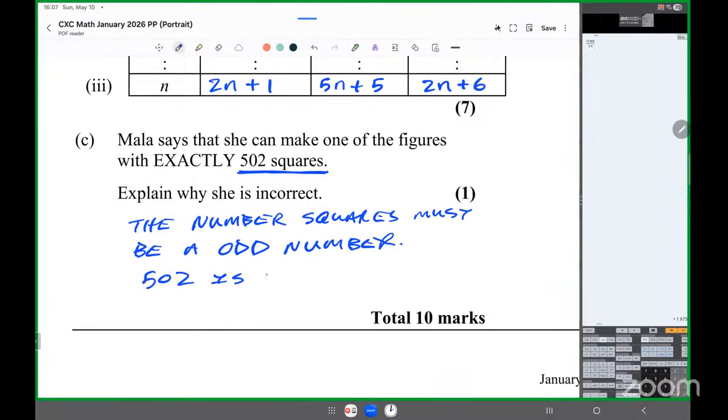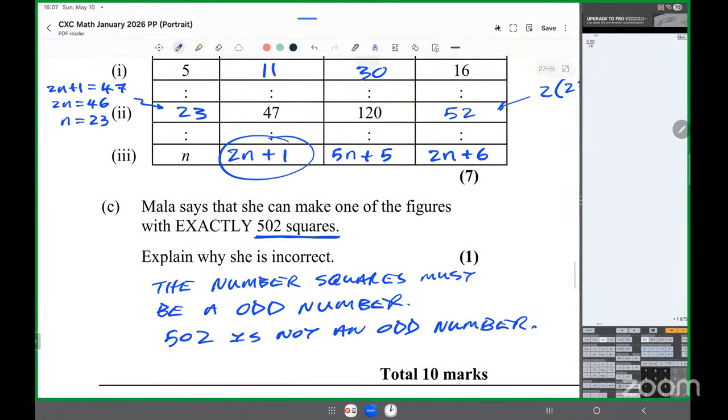502 is not an odd number. That's why she's incorrect. Because 502 is not an odd number. 502 is an even number. But the number of squares must be an odd number. You can see it. But that's a formula, or that's an expression for an odd number, 2n plus 1 or 2n minus 1. I gave you that. When I gave you the possible formula that they must know, I gave you that one. 2n plus 1 or 2n minus 1 is a notation for an odd number. Right? So the number is always odd.